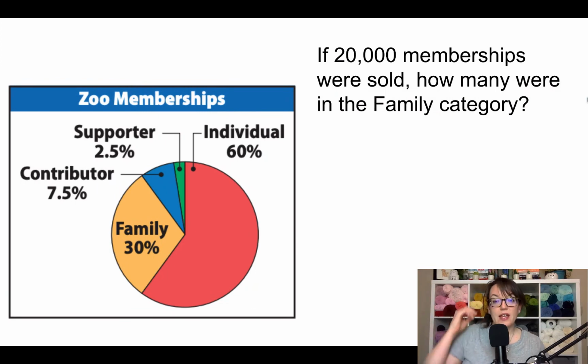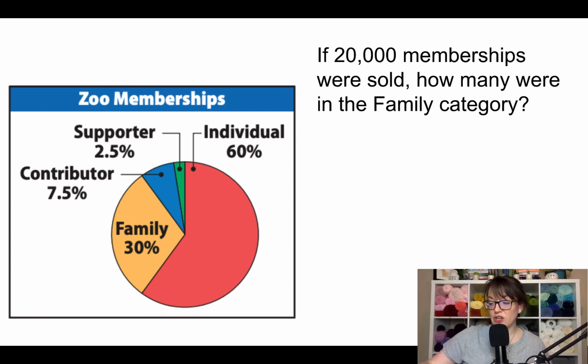If 20,000 memberships were sold, how many were in the family category? You have to ask yourself a couple questions. Do you know how many family memberships were sold? No, we don't. Do you know how many total memberships were sold? Yes, we do. It's 20,000.